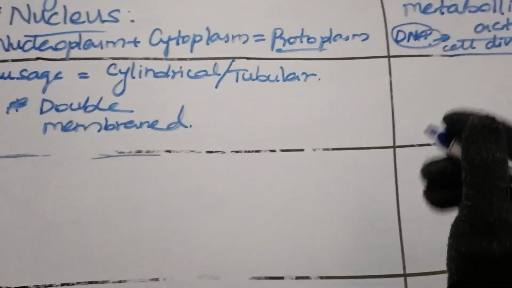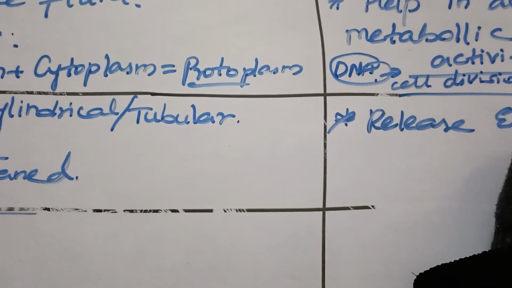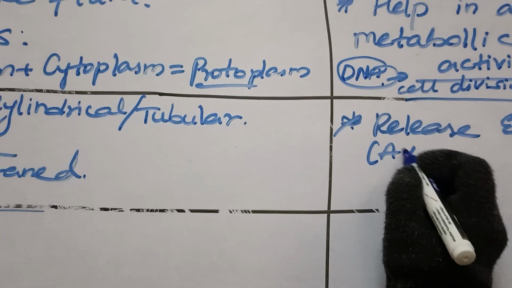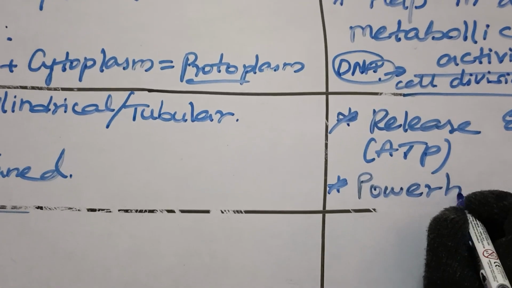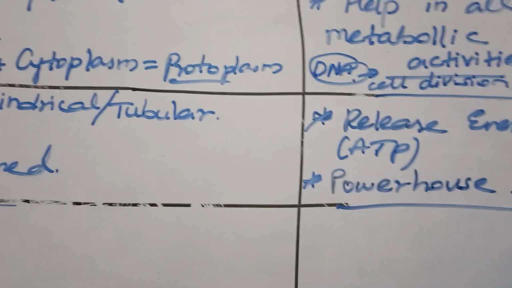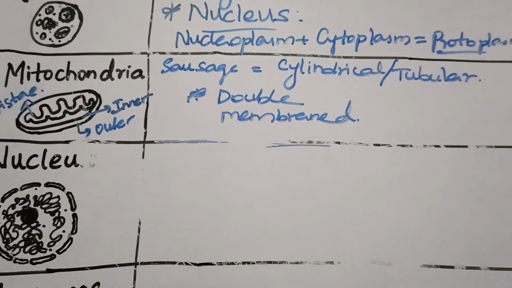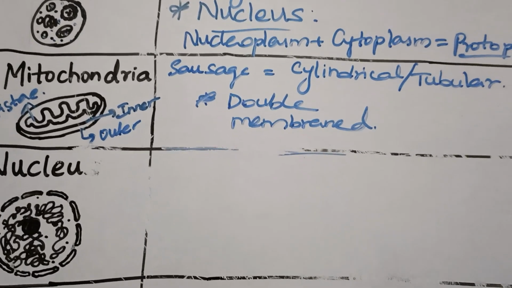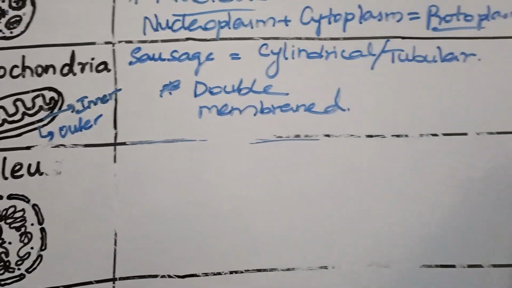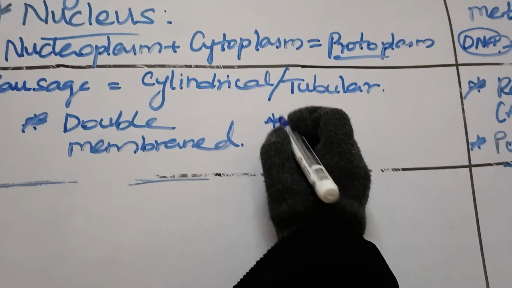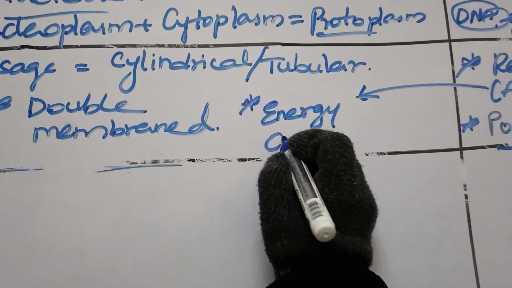Now talking about the function. The function is, it is going to release energy in the form of ATP, and that is why we call mitochondria the powerhouse of the cell. Its main work is to supply, just like how the electrical department is going to supply electricity. In the same manner, here mitochondria is going to supply power for the cell. Power in the form of what? ATP. And what is ATP? Keep in mind, ATP is known as the energy currency of the cell.